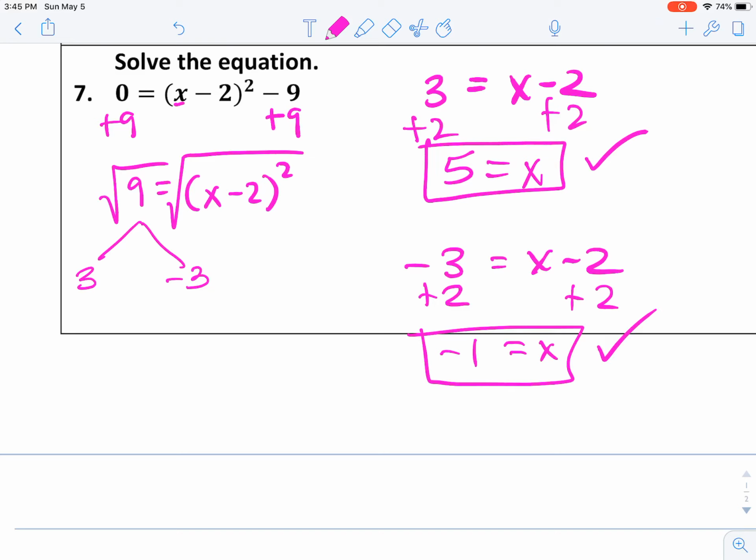And that's, I think, a pretty simple way to go about solving this equation. Don't forget, square roots have positive and negative answers.